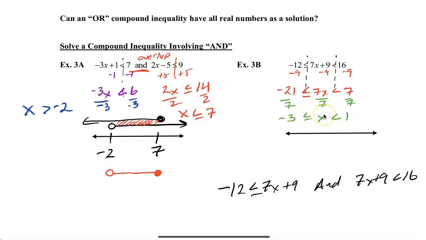And how do you graph that? Again, my favorite way to graph: here's negative 3, here's 1. One side is a closed circle, one side is an open circle because of the equal to sign and non-equal to sign. And you're just between the two. And there you go. That's how you graph a compound inequality.